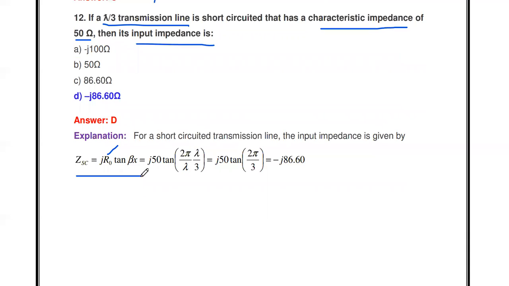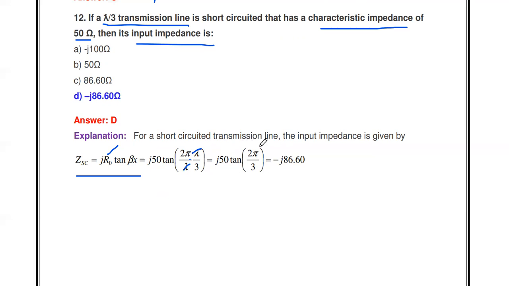So here, what is beta? The beta is said to be 2π by λ. Okay, the beta value is 2π by λ into the length x. What is the transmission line length? λ by 3. So 2π by λ into λ by 3. So λ cancelled. So j50 tan 2π by 3.